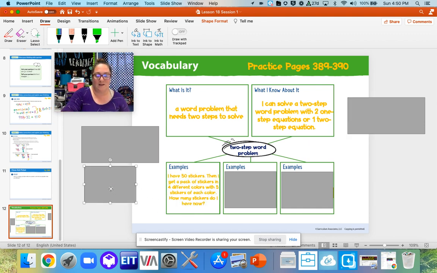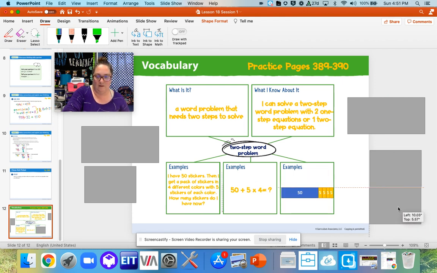I have 50 stickers. Then I get a pack of stickers in 4 different colors with 5 stickers in each color. How many stickers do I have now? I could have solved that by using this problem. I have 50. Then I'm going to get a pack with 5 stickers in 4 different colors. And then I could have solved it by this. So I can see that I have 50 plus 5 plus 5 plus 5 plus 5, which gives me 70.